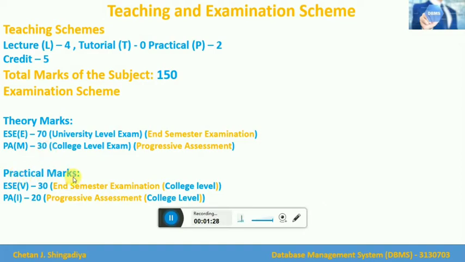Now we have a practical component also. In that we have an ESE component, that is the end semester examination, and for that the marks are 30. Once again it is taken at college level. And we have a PA component, that is progressive assessment, and for that we have 20 marks, which is also taken as a college level examination. So this is how the 150 marks are categorized across different components for this subject.